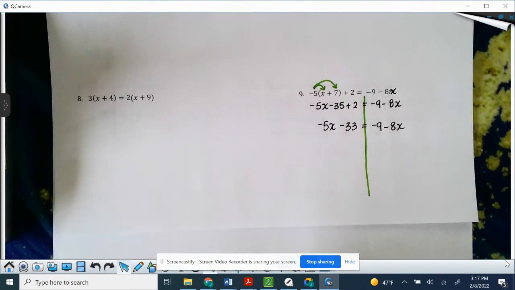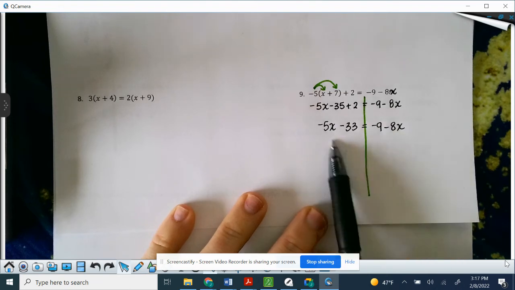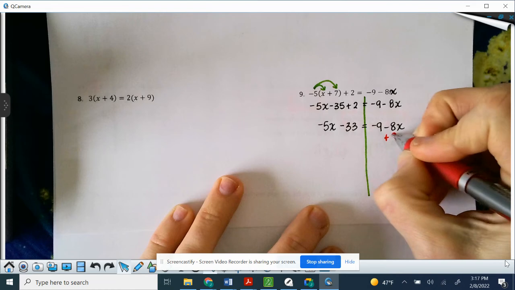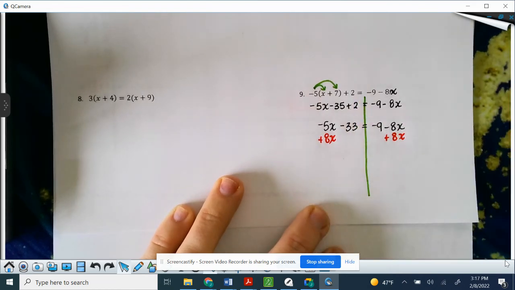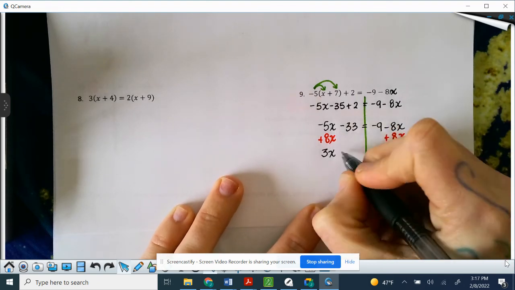You can decide which side is your variable side. I usually work towards the largest variable number with the largest coefficient, because it'll get rid of my negatives. So negative 5 is actually larger than negative 8. If I move this 8 over, it's a negative. So I'm going to add 8. So that means I'll be working with a positive in front of my variable, which for most people is a little easier because we don't like negatives for some reason, most people.